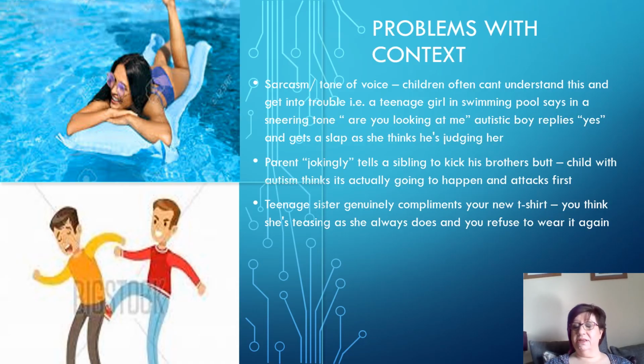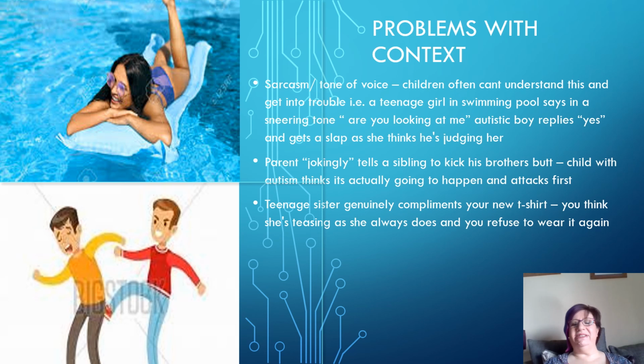Some other problems that your child might have with context is being able to read the other person's thoughts or feelings behind the situation that you're in. So the examples I've used are things like sarcasm and tones of voice, which can be really quite tricky for kids to read. So it might get them into trouble.